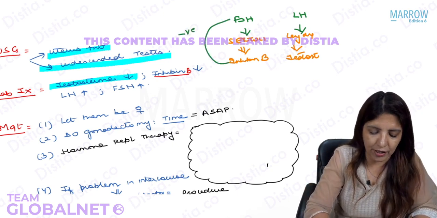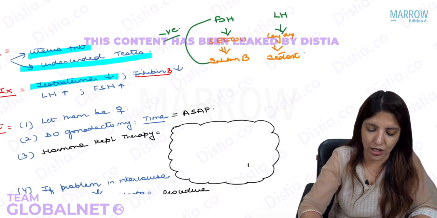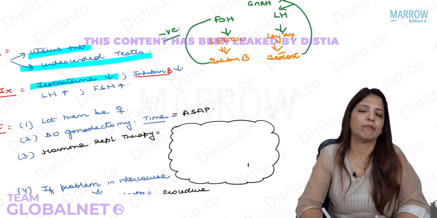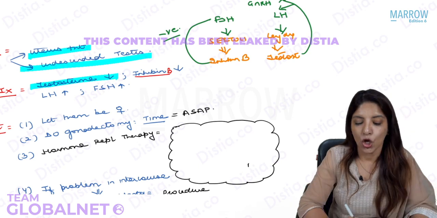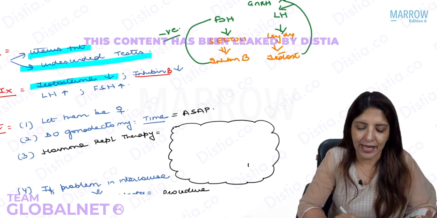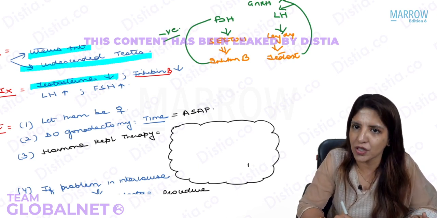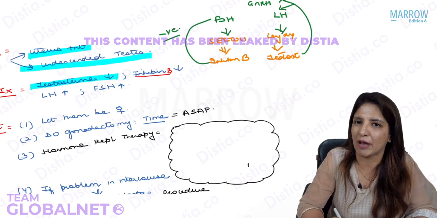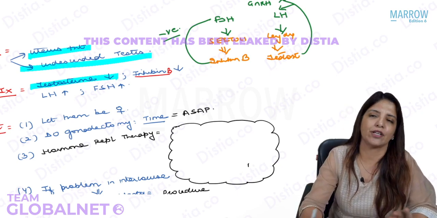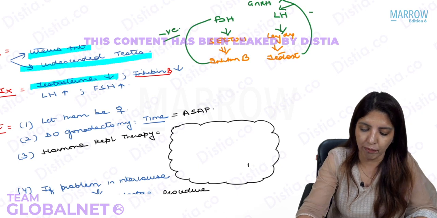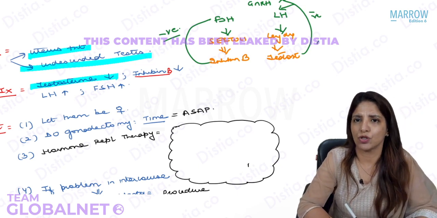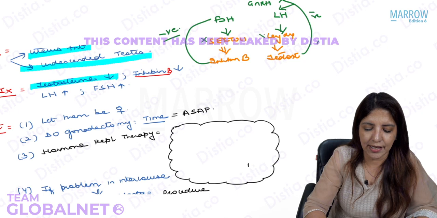Inhibin has a negative feedback on FSH, whereas testosterone has a negative feedback on GnRH, and it has a negative feedback on LH also, right? So this is the reproductive physiology in males. FSH acts on Sertoli cells to produce inhibin B, and inhibin B has a negative feedback on FSH, whereas LH acts on Leydig cells to produce testosterone, and testosterone has a negative feedback on both GnRH and LH. So in patients of Swyer syndrome, Sertoli cells are not functioning, Leydig cells are not functioning.